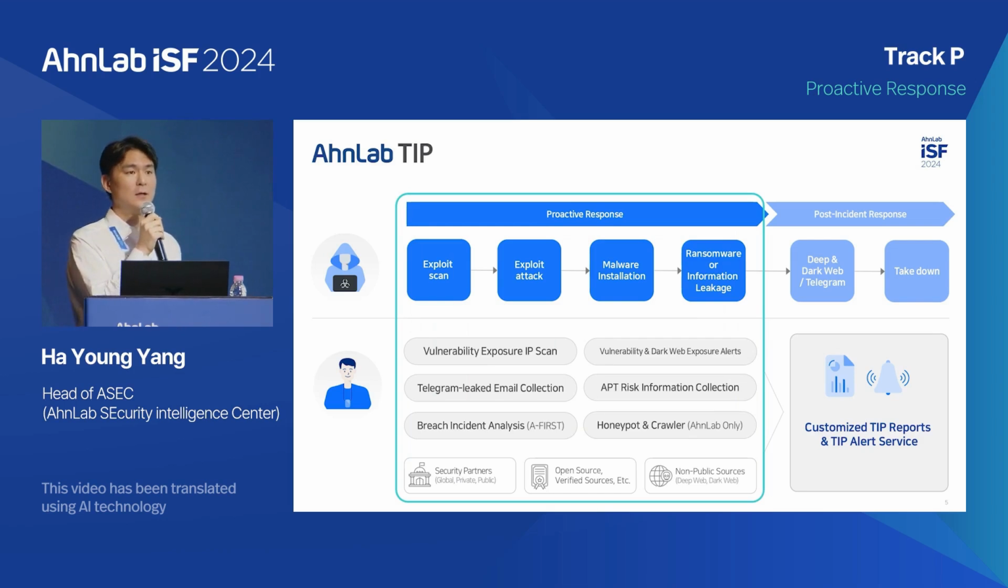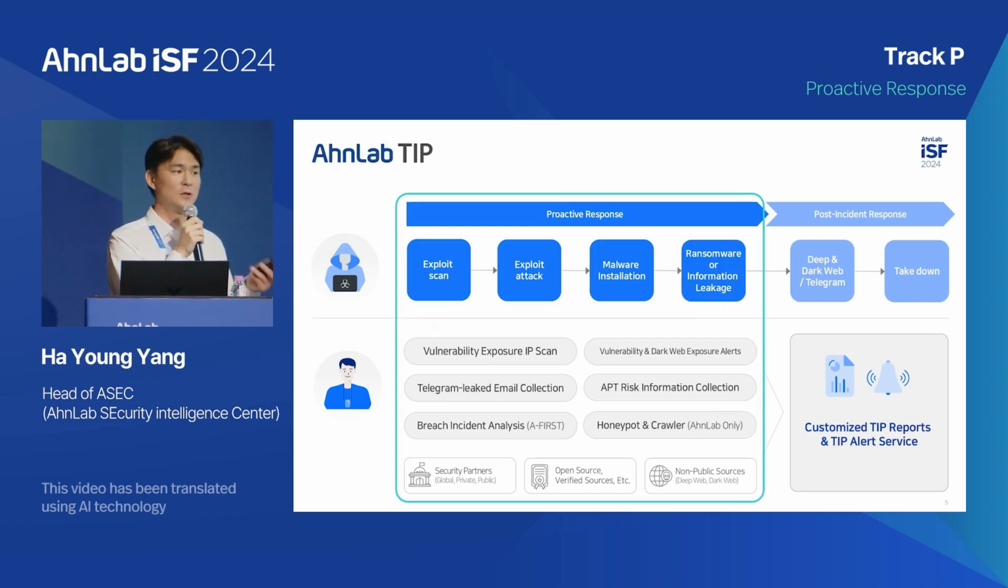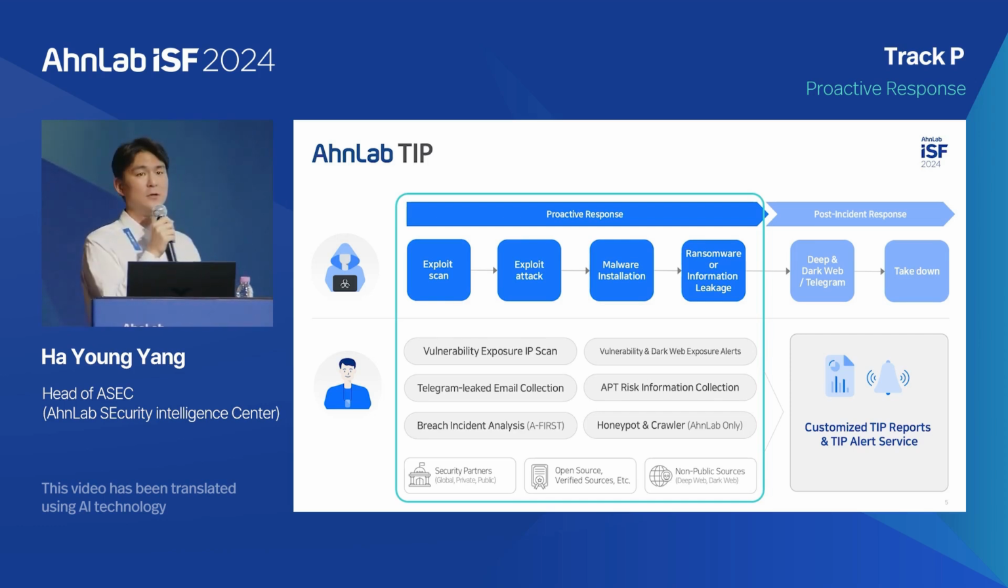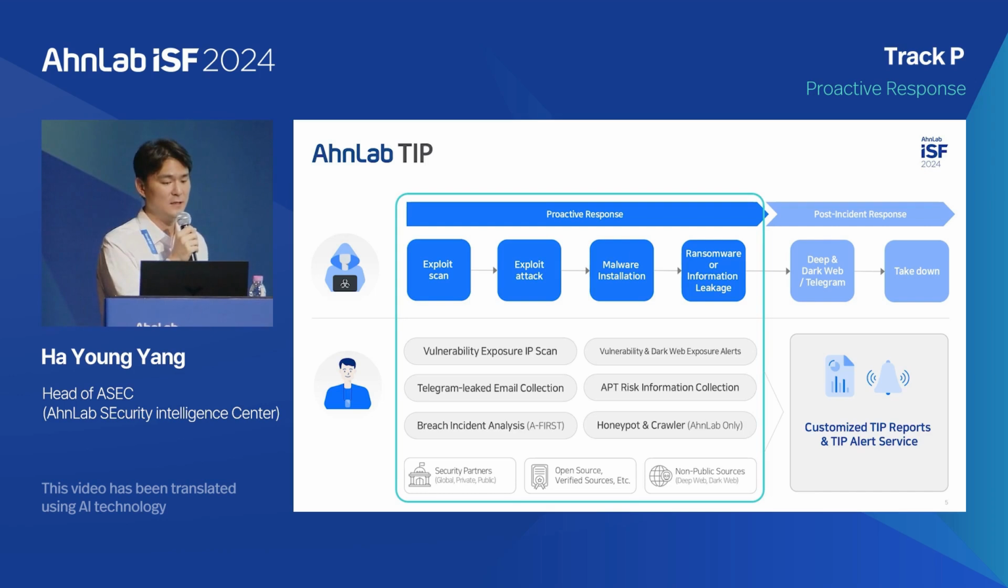Therefore, rather than responding after a threat has occurred, such as after a ransomware infection or the leakage of information from the dark web, the strength of AhnLab TIP lies in its ability to quickly provide information that allows for proactive measures to prevent such threats from arising. In this slide, I have listed several important points regarding the area of proactive measures.